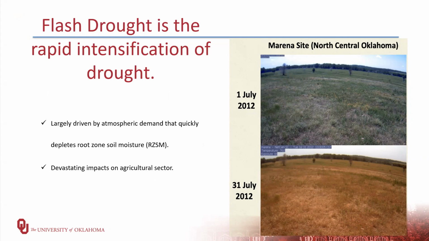This high atmospheric demand can very quickly desiccate soils, which results in a high level of vegetative stress, which can be very harmful in many agricultural sectors. So flash drought is the development of meteorological drought conditions that very quickly will move into agricultural drought.